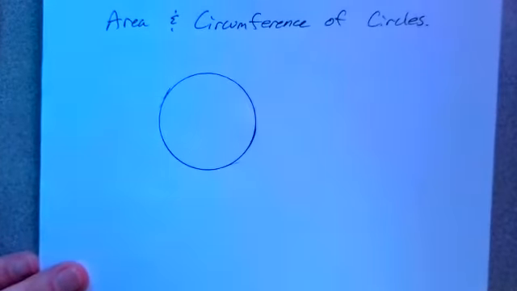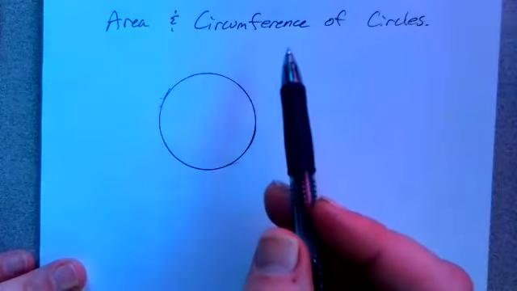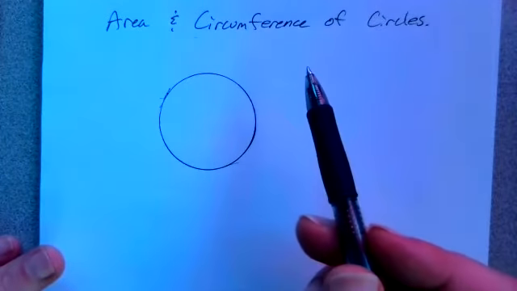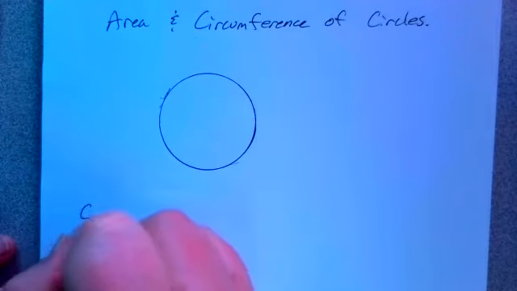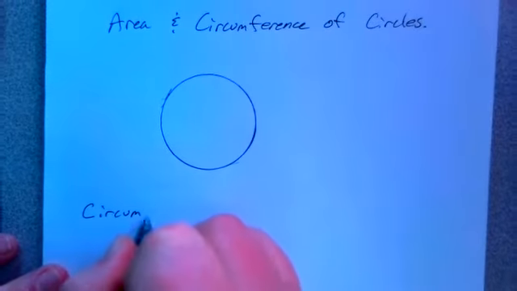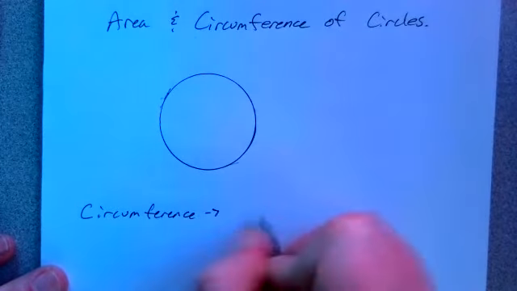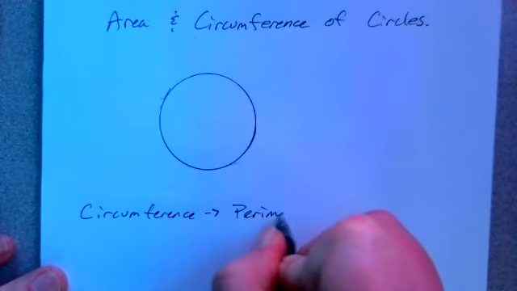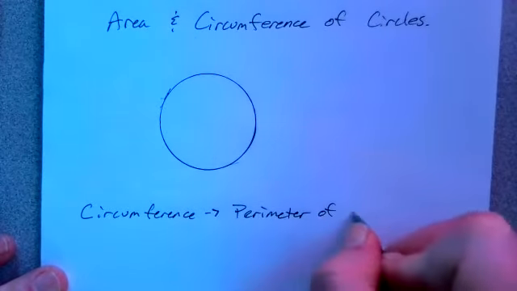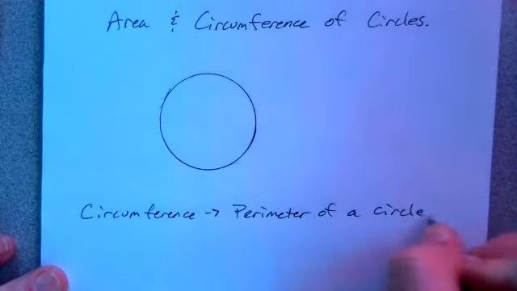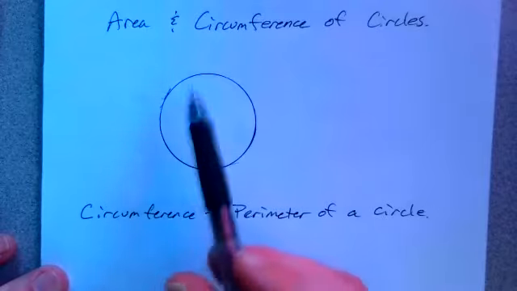All right, so the first thing we need to know, what is this word circumference? What does it really mean? So a circumference is the perimeter of a circle. All right, so it's the distance around the edge of a circle.